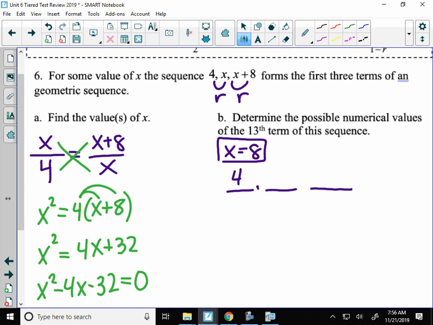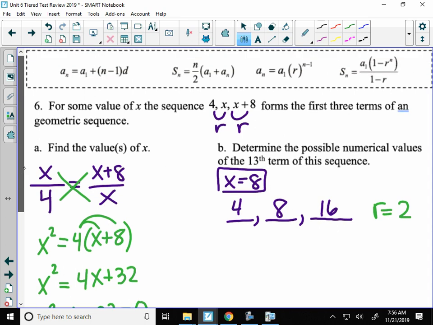The first term is always 4. X here would be 8. And then I'd have 8 plus 8, which is 16. Oop, I didn't even realize that was the example I gave a few minutes ago. So if those are the terms of my sequence, r is going to be 2. So it's super simple then to find the 13th term.